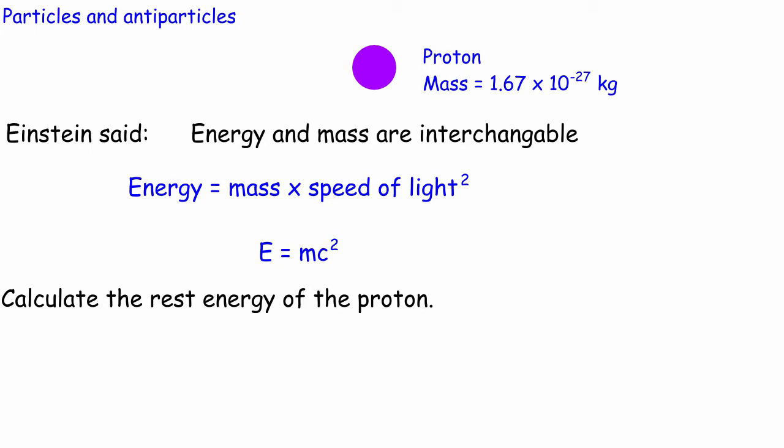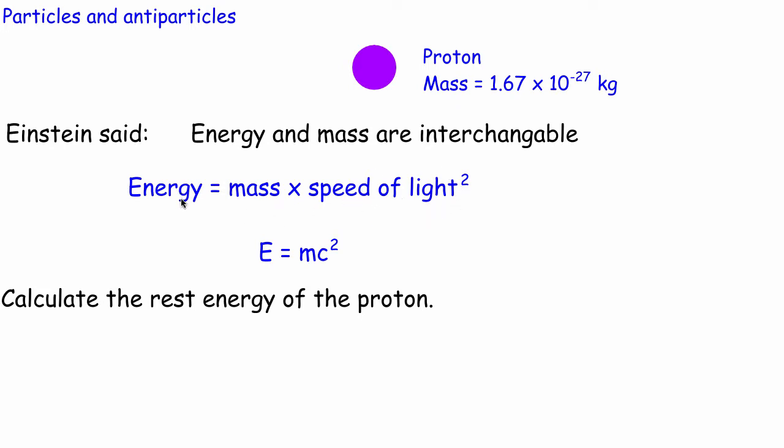Now, in order to do this, we need to go back to something that Einstein said. And Einstein said that both energy and mass, when we're talking about small particles, are interchangeable. In other words, energy and mass really are the same thing. And if we've got energy, we can convert it into mass. And if we've got some mass, we can convert it into energy. And this is summed up in his very famous equation, where he said that energy is equal to mass times the speed of light squared.